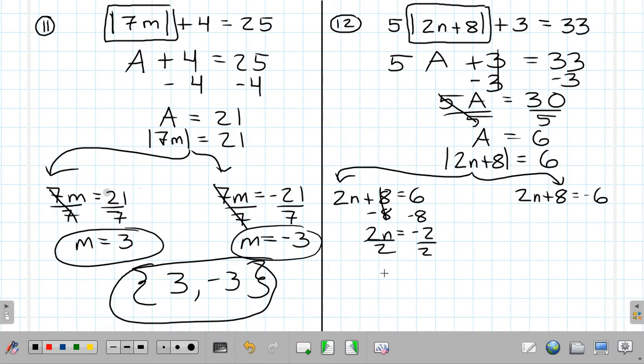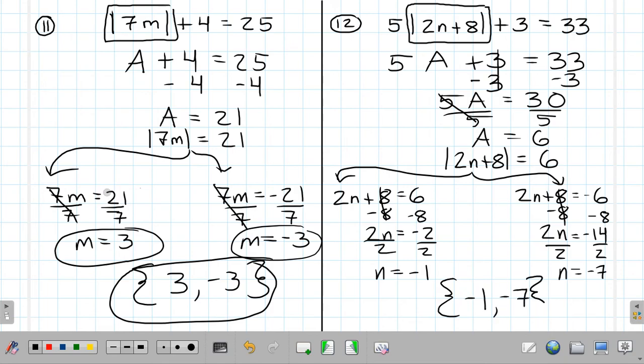So we get, in this case, n is equal to negative 1. And n is equal to negative 7. But once again, that tells us we've got the solution set negative 1, negative 7. So both of those equations work. And once again, these are equations with solutions. Plug these back in. Okay, negative 1.